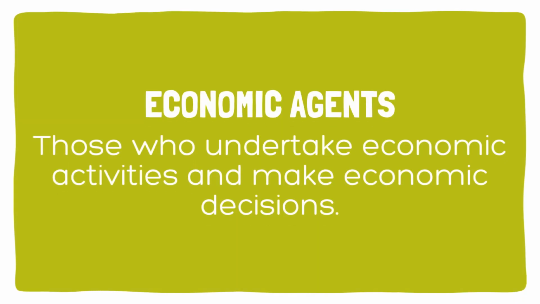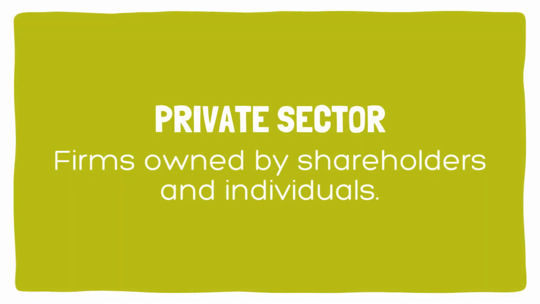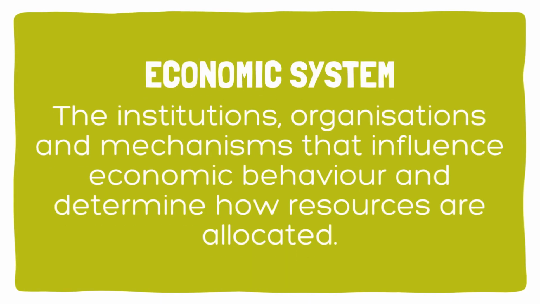Economic agents are those who undertake economic activities and make economic decisions. The private sector consists of firms owned by shareholders and individuals. Economic system is the institutions, organizations, and mechanisms that influence economic behavior and determine how resources are allocated.